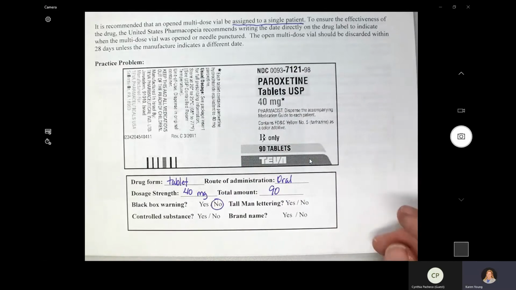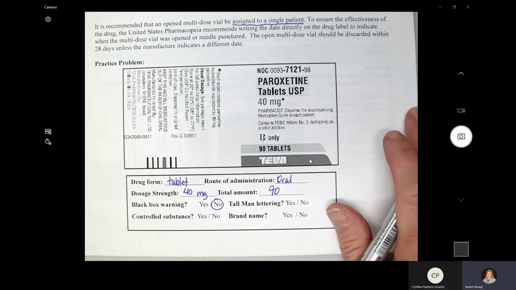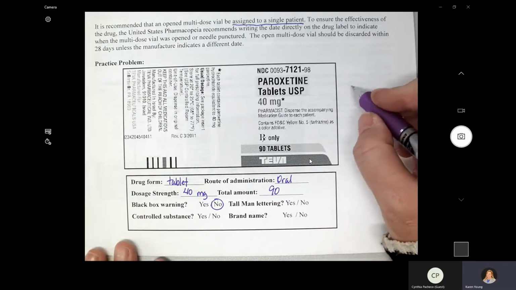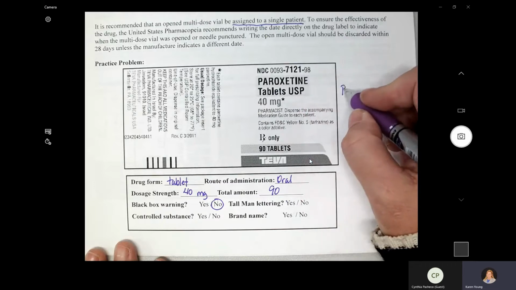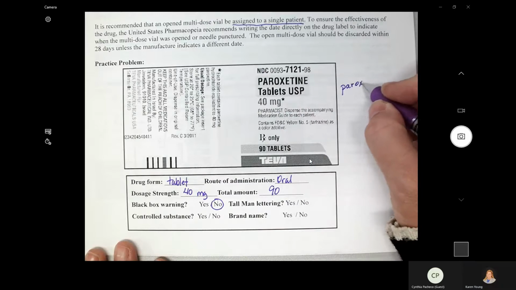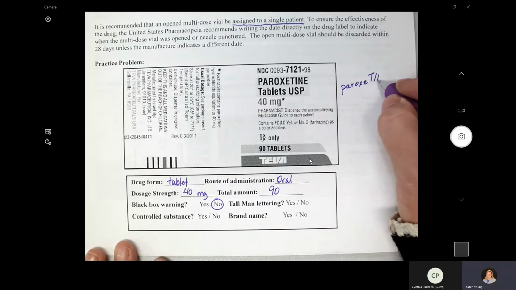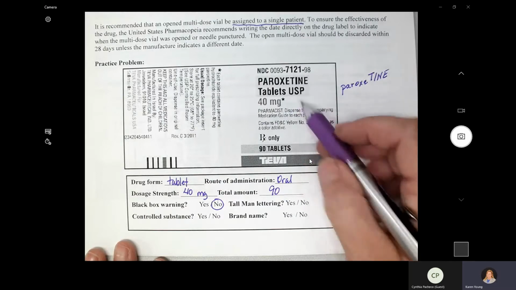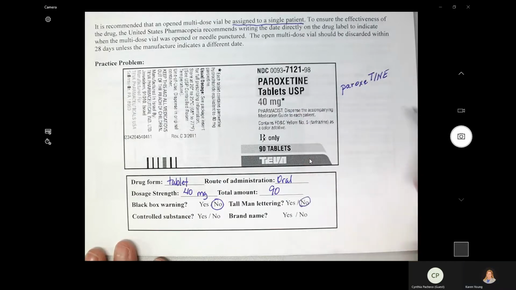I didn't talk about tall man lettering, but there are look-alike, sound-alike drugs out there. I think it's in a different chapter. But with tall man lettering, and it may not always be something like this, you will have some letters that are in small or lowercase, and then you will have some that are in larger case. Some are in large or uppercase, and some are in lower. So this doesn't have the tall man lettering.